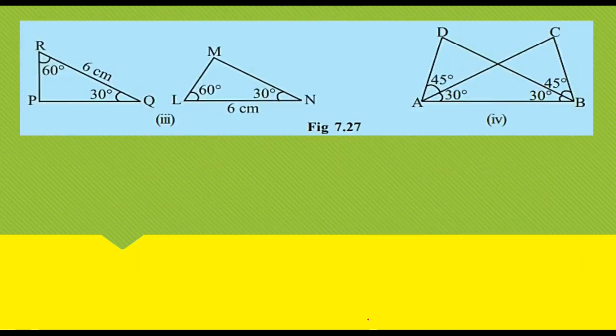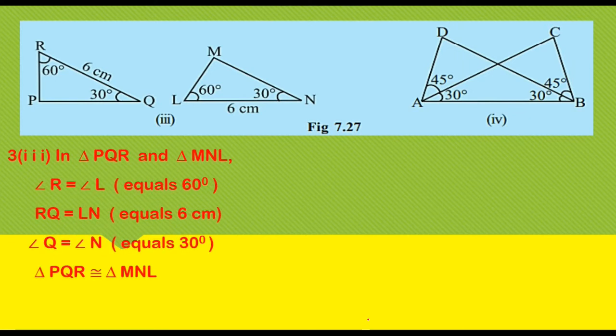Third part, here in triangle PQR and triangle MNL, we have angle R equal to angle L. Both are 60 degree. And then RQ is given equal to LN. Both sides are measuring 6 centimeter. Again we have angle Q equal to angle N. Both have a measure of 30 degree. So in triangle PQR and triangle MNL we have the angle, side, angle criteria and they are congruent. Next question.